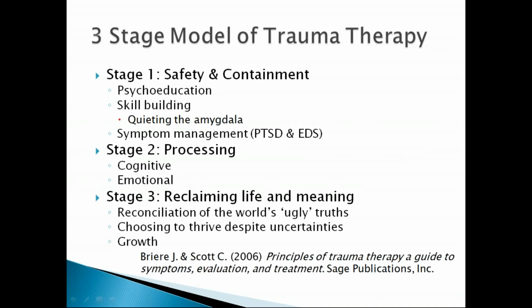So the 3-stage model of trauma therapy that I was introduced to in graduate school, and that continues to resonate for me, is this 3-stage process, right? The first stage is that safety and containment model, where we're educating and working on skills to quiet the amygdala and decrease emotional reactivity so that someone may actually be able to process and grow and learn, right? And of course, symptom management with PTSD related symptoms and eating disorder related symptoms.